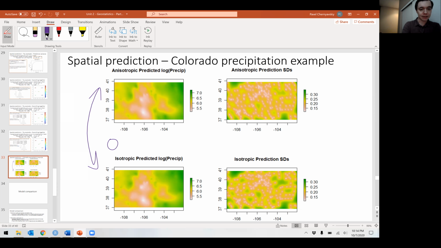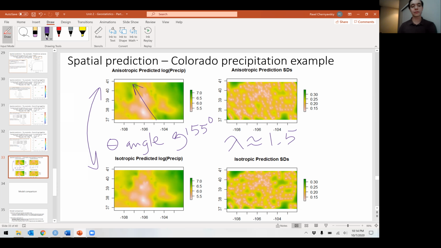One is the angle theta. And in this case, our angle was about 155 degrees, counterclockwise rotation. So roughly in that direction. And then we also estimate how much larger spatial correlation is in that direction by compressing distances, inducing a compression of distances of our observed locations. So my anisotropy ratio lambda, the ratio of major to minor axis, was about 1.5.